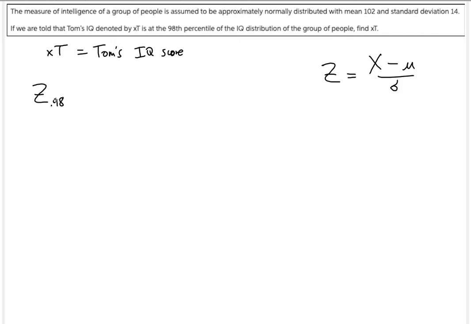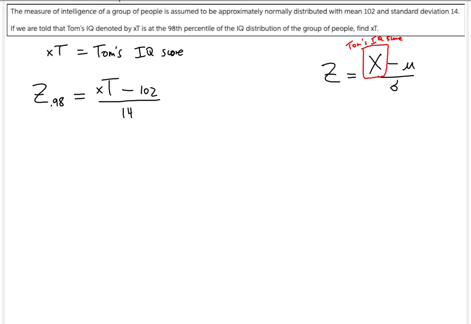And we're going to find this value in the z table by finding the probability that matches the 98th percentile. There's a z value that corresponds to the 98th percentile in the z table that we're going to find. So this is equal to the xt, Tom's IQ score, in the standard normal equation. Instead of the x, we're going to replace it with xt minus the mean, which is 102, divided by the standard deviation, which is given as 14. So now let's find the z value corresponding to the 98th percentile.